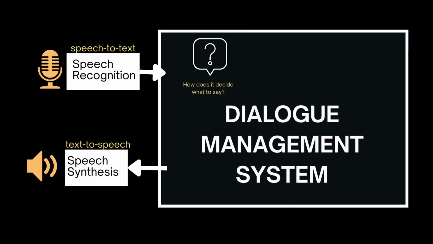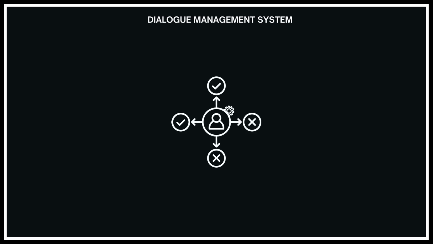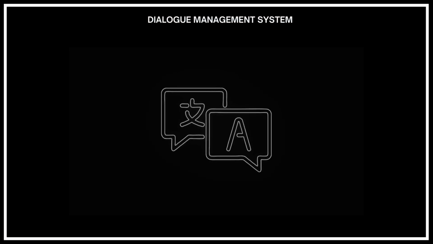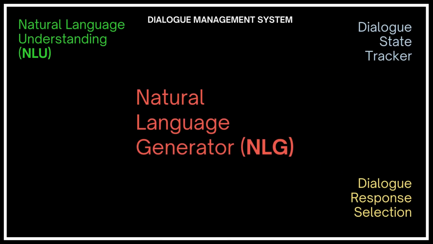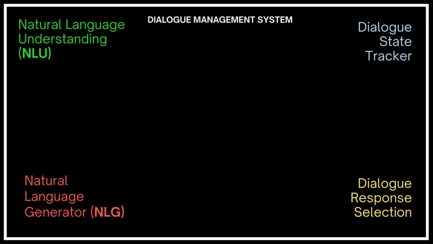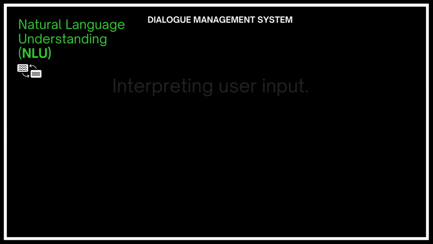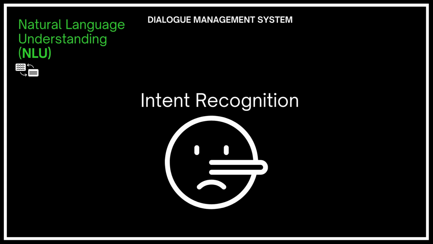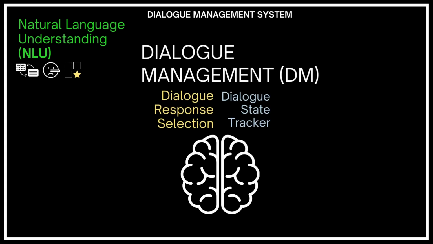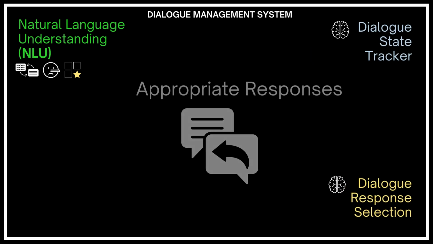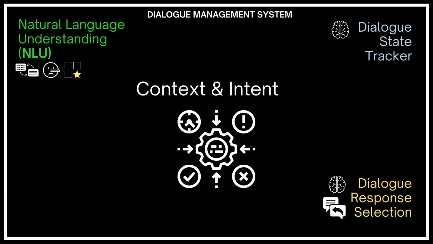From the agent perspective, dialogue management is the basis of the ECA's broader decision-making and task execution capabilities. At the heart of any dialogue system are key components that include natural language understanding, dialogue management, and natural language generation. Natural language understanding is responsible for interpreting user input. It involves tasks like intent recognition, so identifying the user's goal, and entity recognition, which picks out the relevant input information.